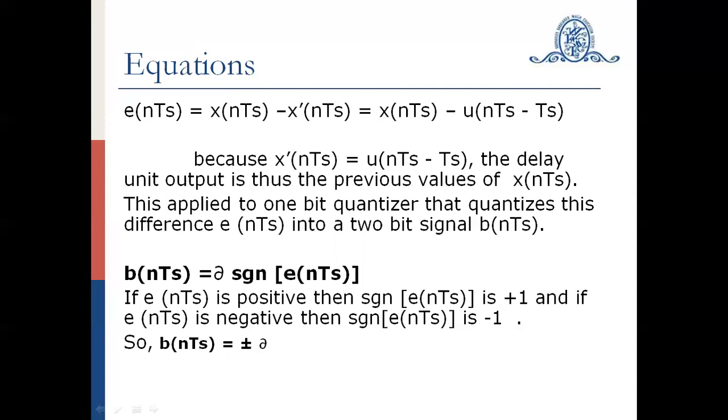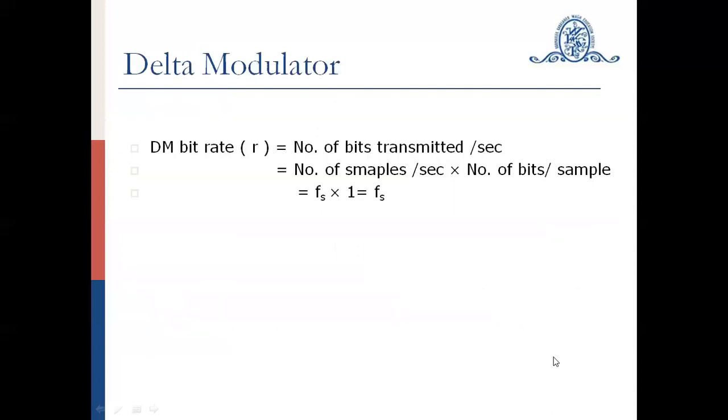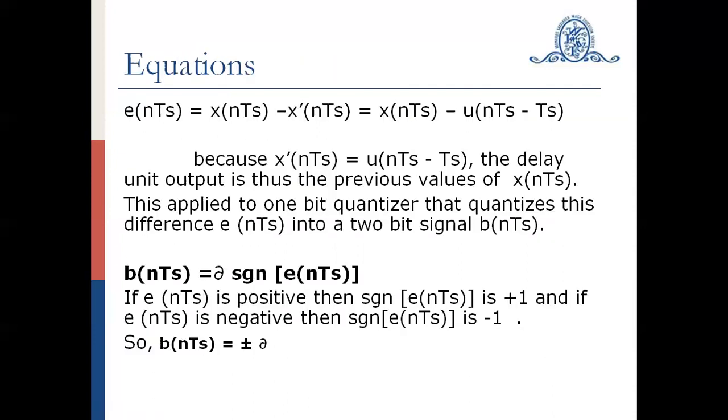So the accumulator in the delta modulator circuit is initially set to 0, and the accumulator output is given by U of nTs, that is plus or minus delta. Okay, so in summary, you can say that in delta modulator, the sampled input signal is applied to the input of the differentiator or error detector, and then the 1-bit quantizer.